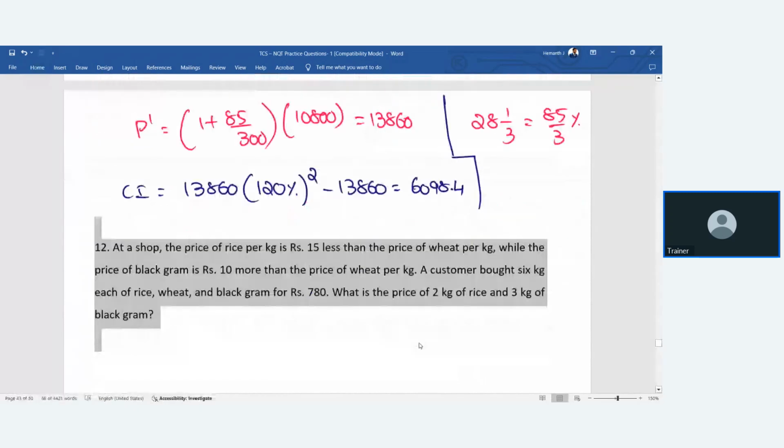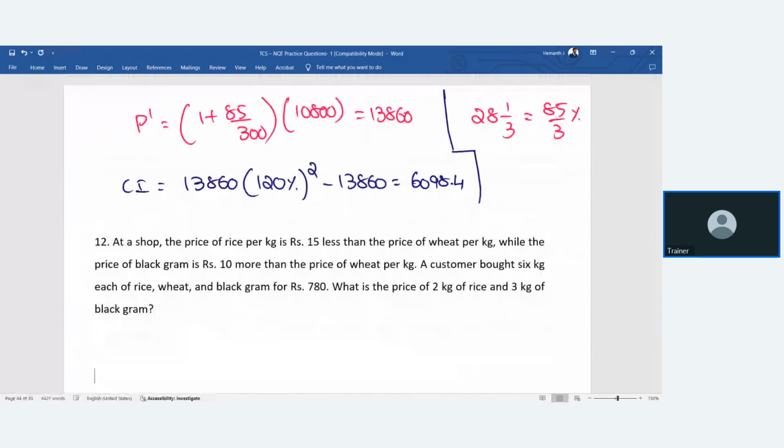So at a shop, the price of rice is 15 rupees less than the price of wheat per kg, while the price of black gram is 10 more than the price of wheat. A customer bought 6 kgs of rice, wheat and black gram and 780 is the price. What is the price of 2 kg of rice plus 3 kg of black gram?